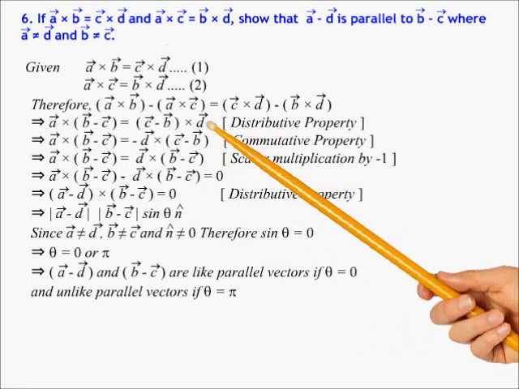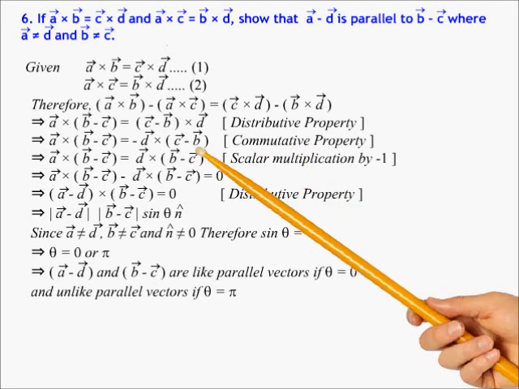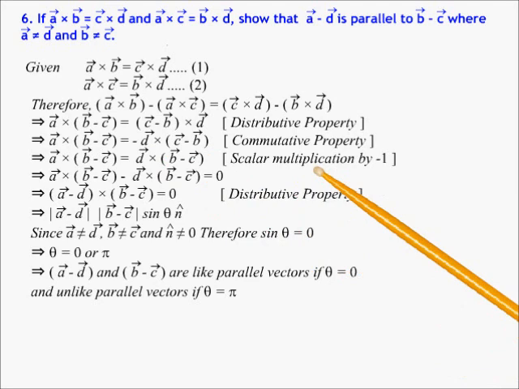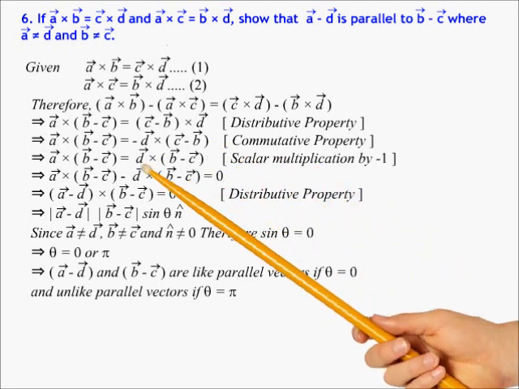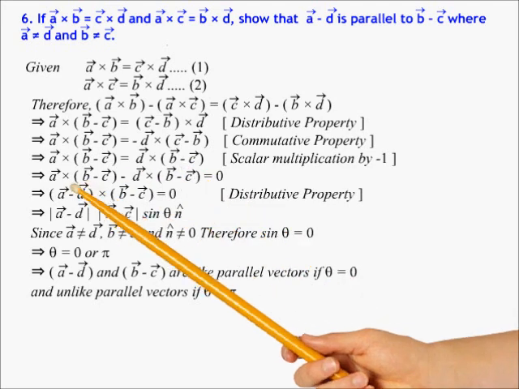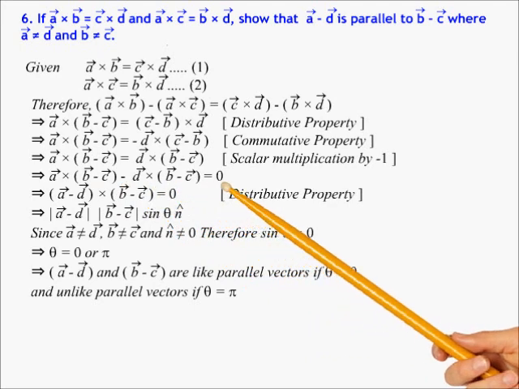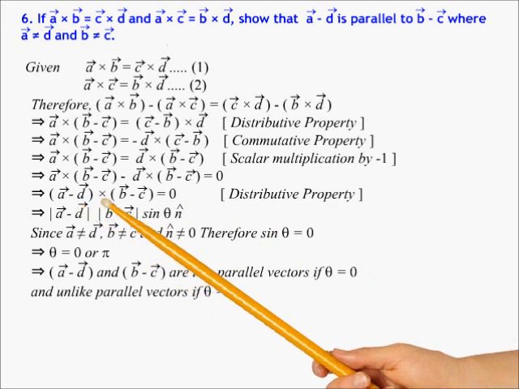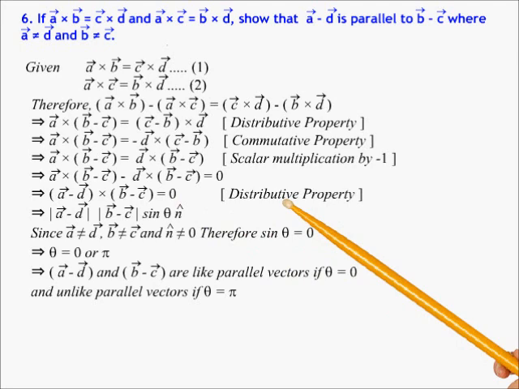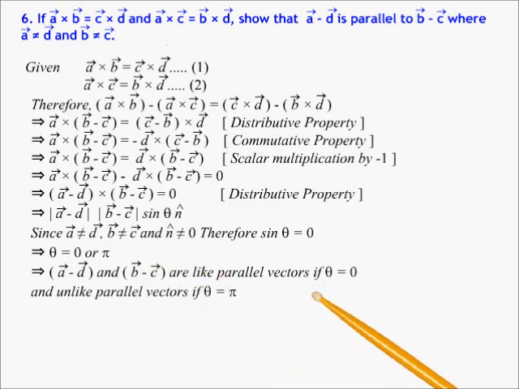Now this becomes this by applying commutative property of cross product. This minus 1 is multiplied as per scalar multiplication rule with this vector, and we get d cross b minus c on the right hand side. From this we get a cross b minus c minus d cross b minus c equal to 0, or a minus d cross b minus c equal to 0, which we get by applying distributive property. Since a minus d and b minus c are unequal vectors, therefore the vectors must be parallel.